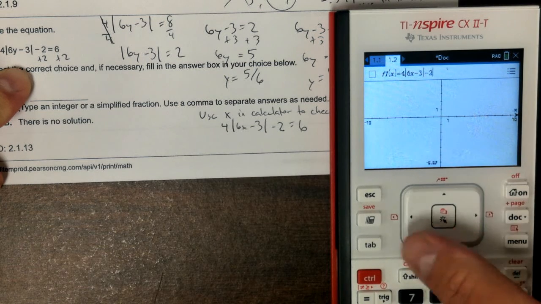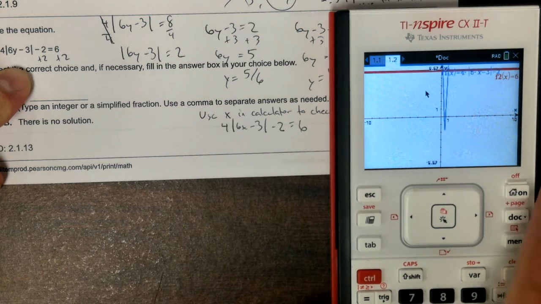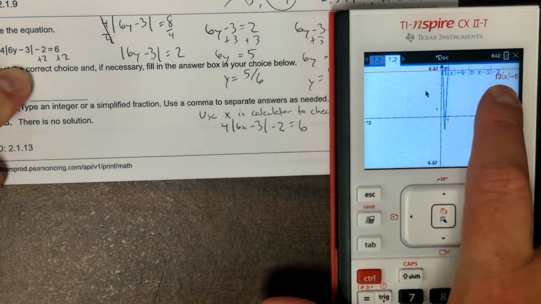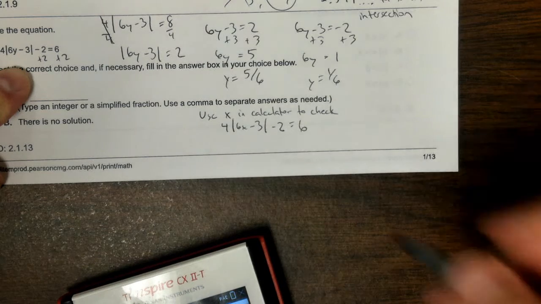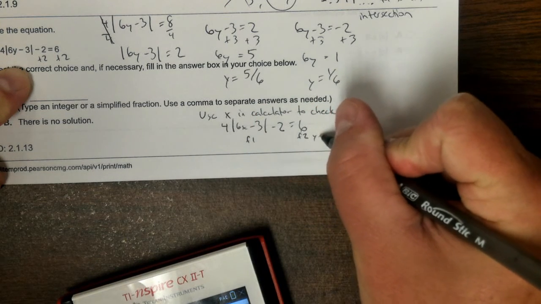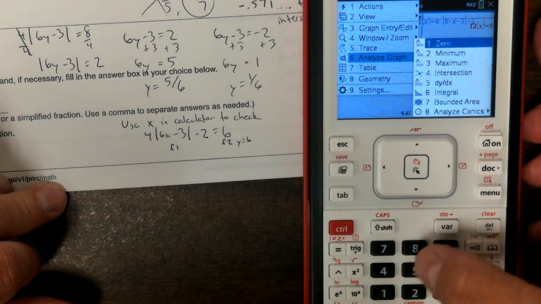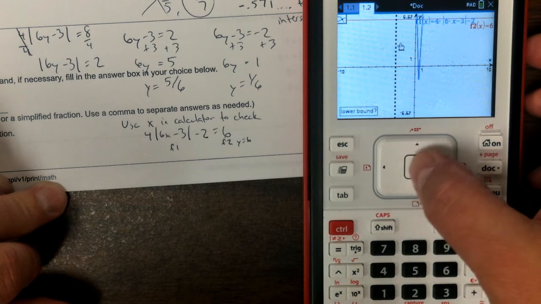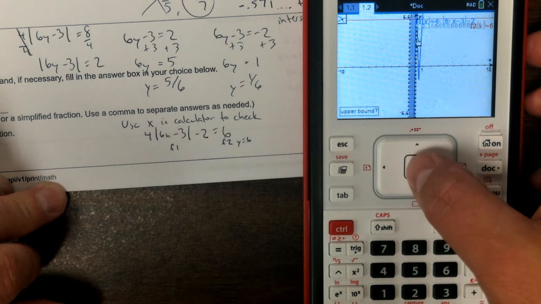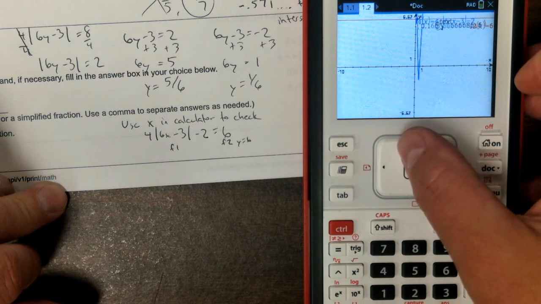So there's my left side, and the 6 is my right side. So it does appear to cross twice. This is function 1, this is function 2 with y equals 6. Menu, analyze, intersection between here and here. That's 0.16 repeat.